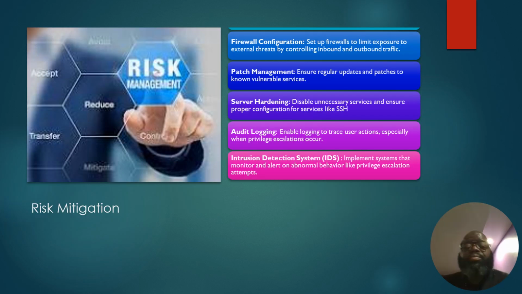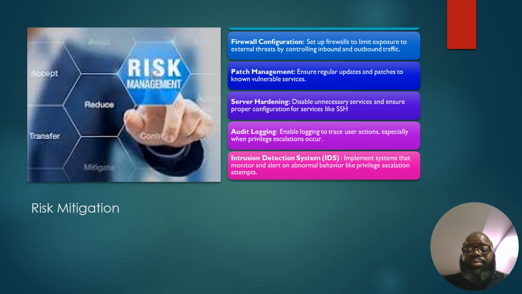Risk mitigation. Firewall configurations: set up firewalls to limit exposure to external threats by controlling inbound and outbound traffic. Patch management: ensure regular patching of known vulnerable services. If you don't patch the systems and don't get the latest patches, the bad guys can use that to come into your environment, and sensitive data can become compromised.